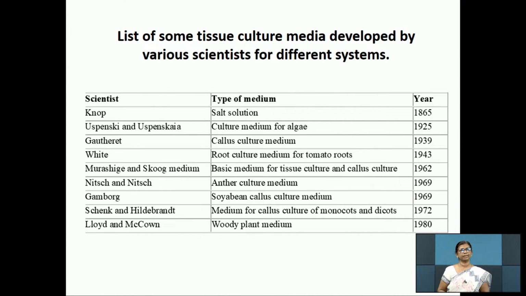And Nitsch medium for anther culture in 1969. Then Gamborg for soybean culture medium in 1968, and Schenk and Hildebrandt medium for callus culture of monocots and dicots in 1972, and Lloyd and McCown for woody plant medium in 1980.